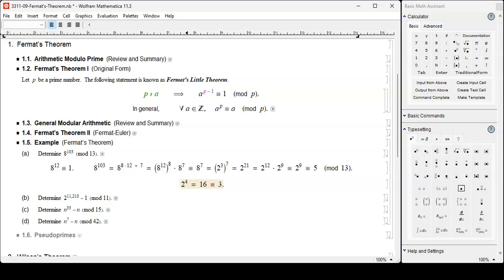That's 3 mod 13. So 2 to the 9th power is 2 to the 4th power times 2 to the 4th power times 2. So that's 3 times 3 times 2. Okay, all right. Yeah, this is a kind of computation we can handle. And then 9 times 2, so that's 18. And that's 5 mod 13. Okay, all right. So in the end, we get 5.